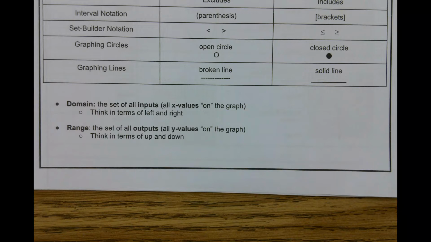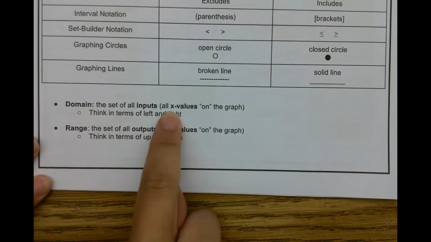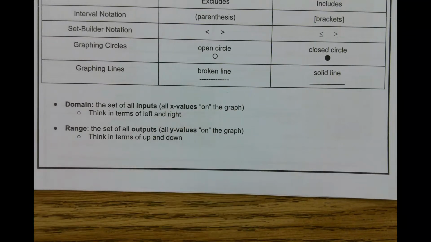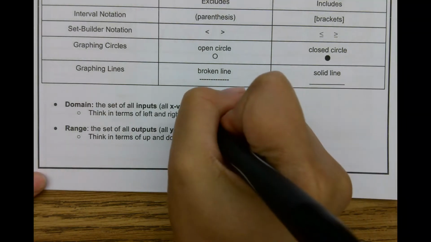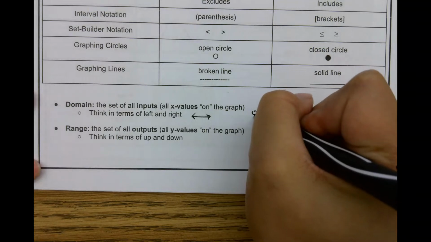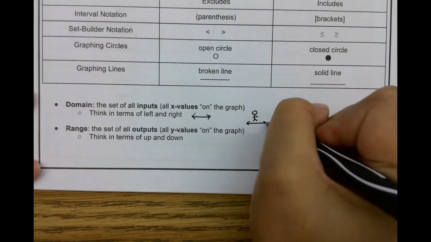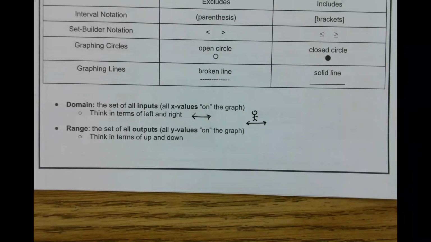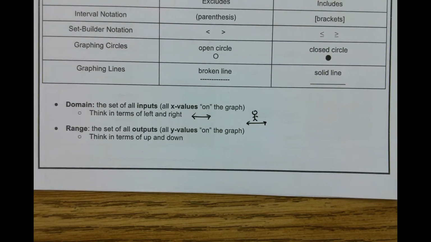If you look at the bottom of your toolbox, there's the definition for domain and range. The domain is the set of all inputs, all x values on the graph. What I want you to think about is left and right. Oftentimes when I'm helping kids figure out domain, I have them think about a little person walking left and right. How far left do they walk? How far right do they walk? Where do they have to stop when they're walking left and right?